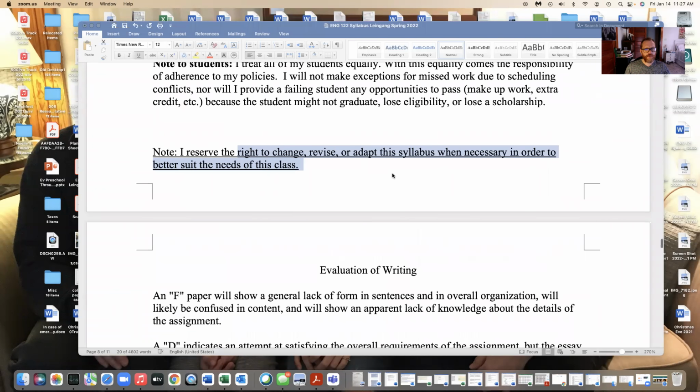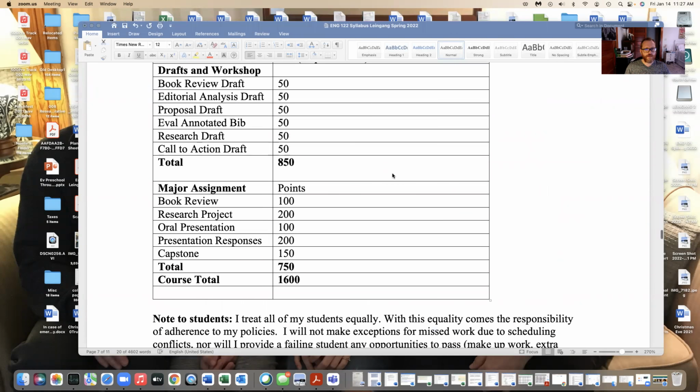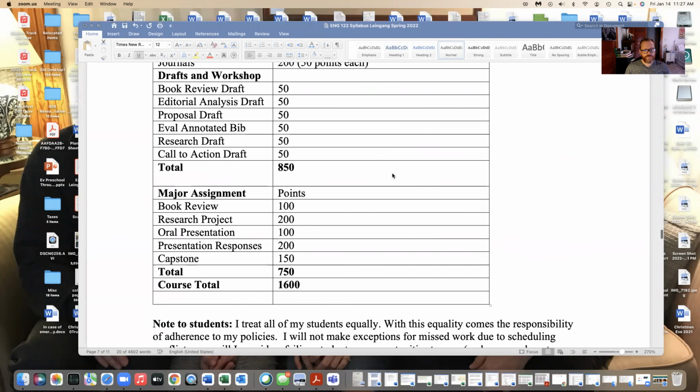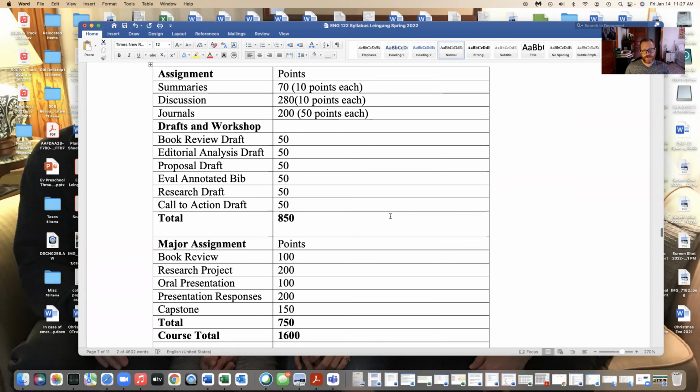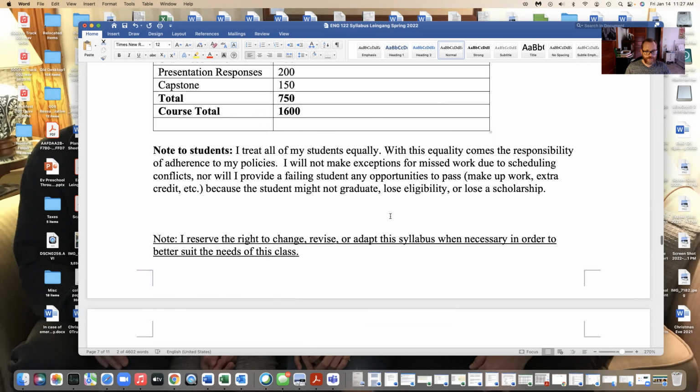I left off talking about grading with the grading breakdown. So I always think that this is really unfair because you only have a 10% chance to get an A, but 50% chance to get an F. But that's the way things are traditionally done, so I'm not going to really mess with that too much.